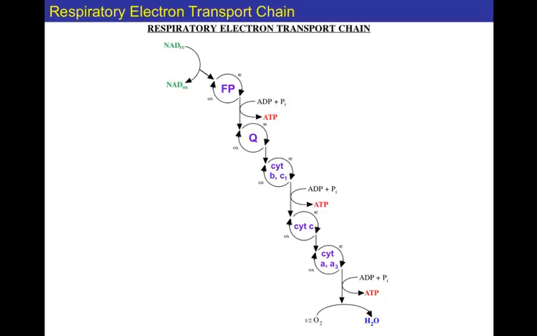Now, I haven't shown you this yet, but reduced FAD also donates electrons to the electron transport system, but it doesn't do it at the same place as reduced NAD. It does it a bit lower down the chain, and consequently it skips producing the first ATP. The result is that where it goes in, which is at molecule Q, it will travel down the electron transport chain and drive the production of 2, not 3 ATPs, and the electrons will end up in the same place, binding to oxygen and forming water.